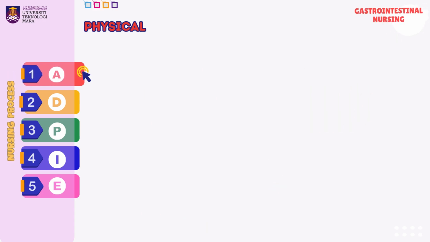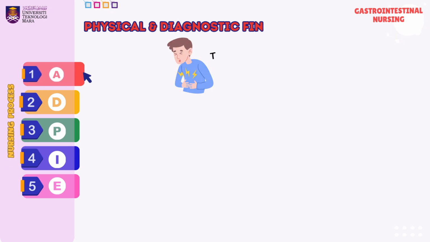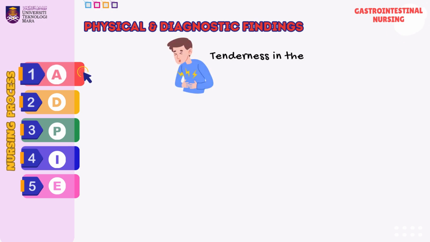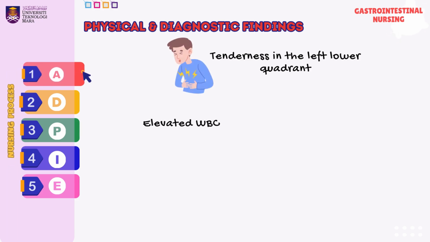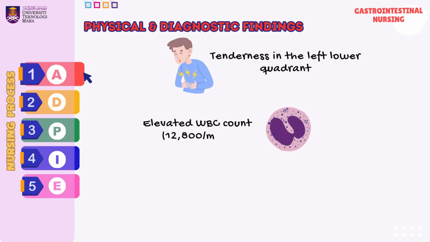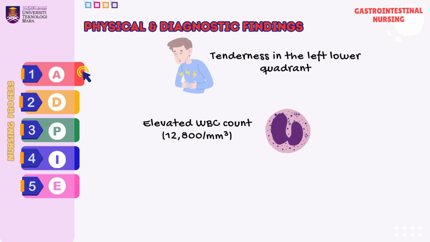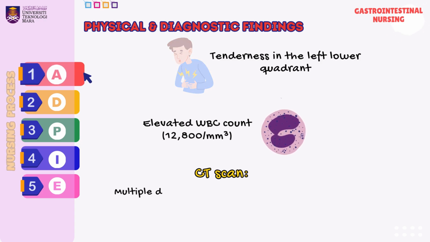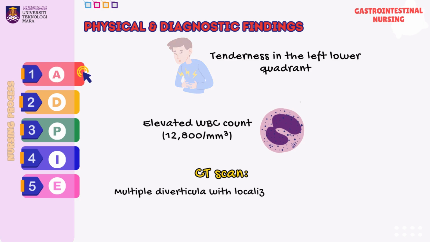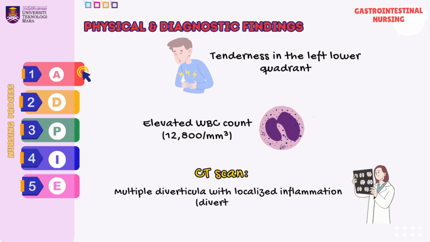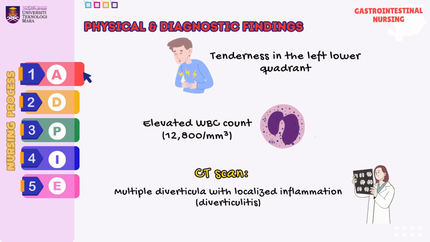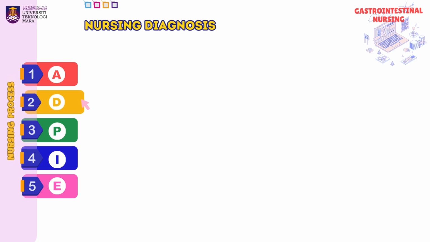During the physical assessment, the client reports tenderness in the left lower quadrant of the abdomen, which is a common sign of diverticulitis. Blood tests show an elevated white blood cell count of 12,800 per cubic millimeter, indicating an inflammatory response. A CT scan of the abdomen confirms the presence of multiple diverticula with localized inflammation, consistent with a diagnosis of diverticulitis. Based on the assessment, we identified several nursing diagnoses.